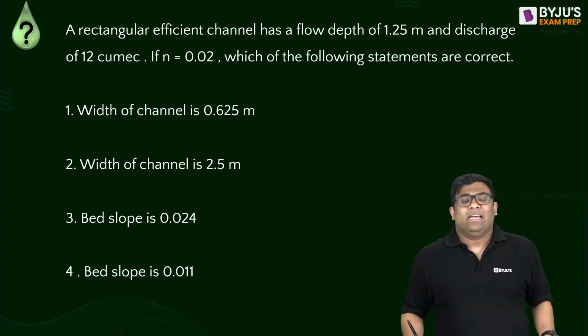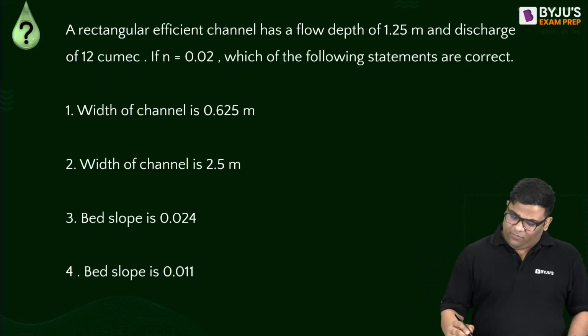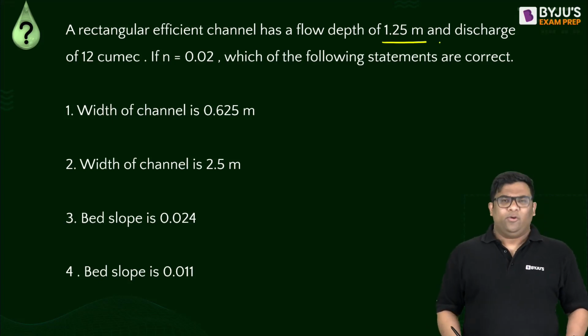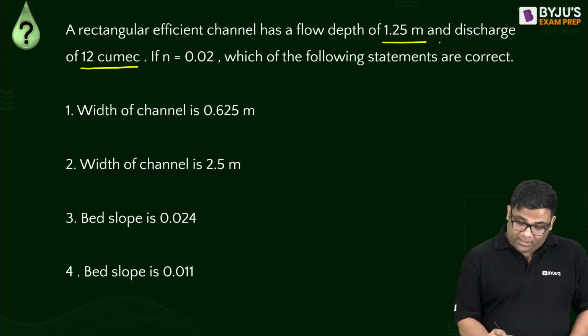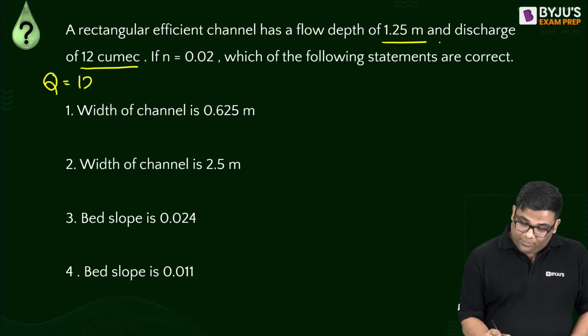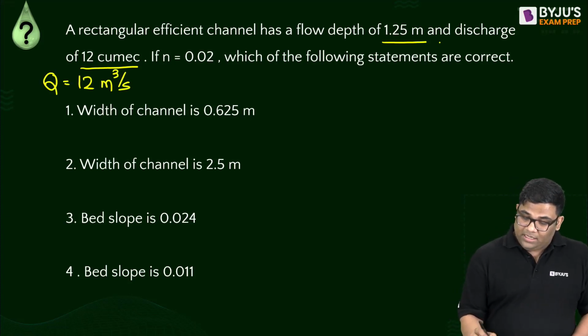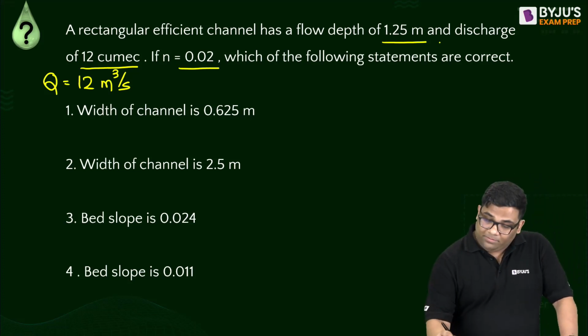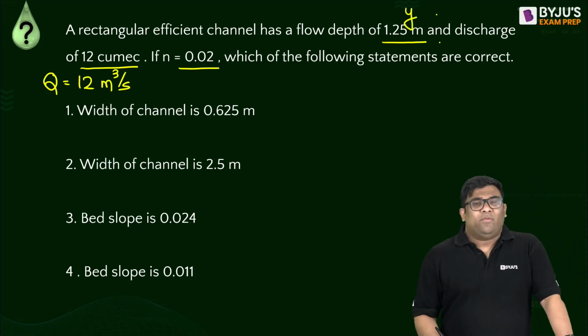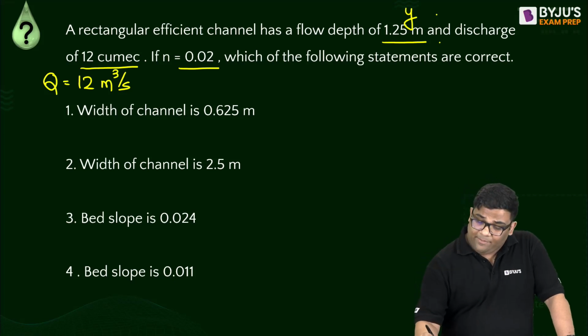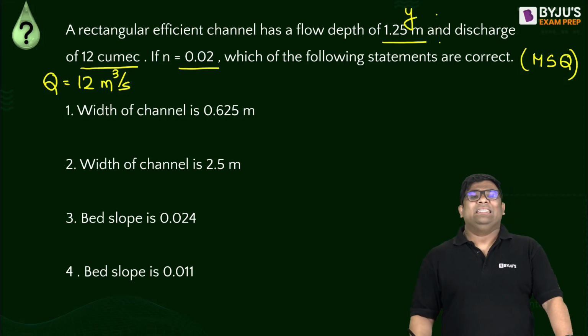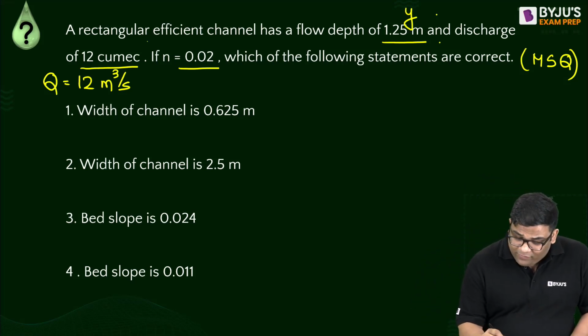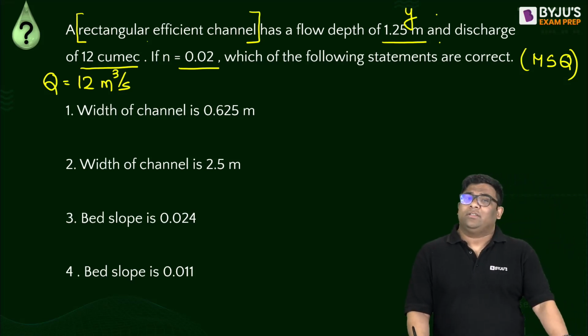So this question is: a rectangular efficient section of flow depth 1.25 meter, and discharge is given 12 cubic meter per second. Your Q is given 12 meter cube per second. The Manning's coefficient is given, and the flow depth is Y. Which of the following statements are correct? It's an MSQ question. So first of all, it is given a rectangular efficient section.